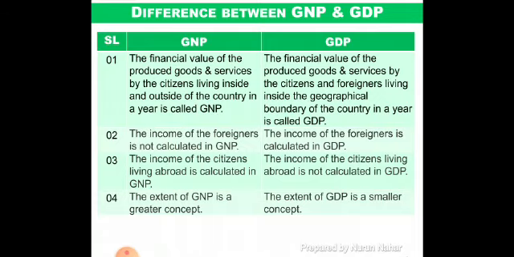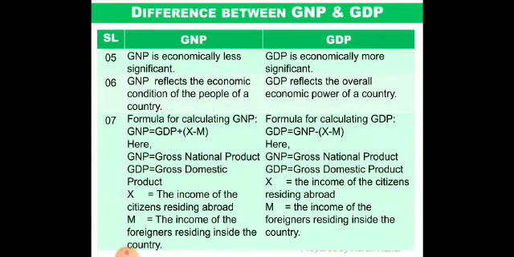The income of the foreigners is not calculated in GNP, but the income of the foreigners is calculated in GDP. The income of the citizens who are living abroad is calculated in GNP, but their income is not calculated in the case of GDP. GNP is a greater concept, but GDP is a smaller concept. GNP is economically less significant, but GDP is economically more significant.